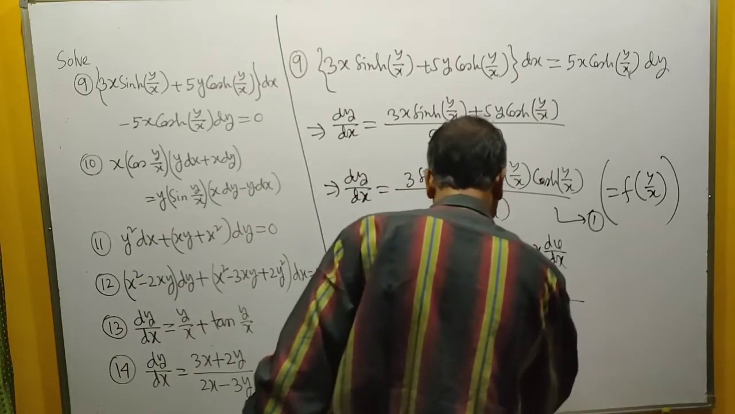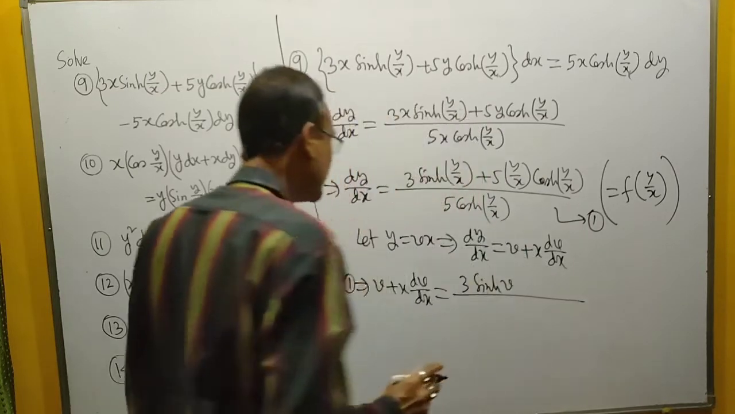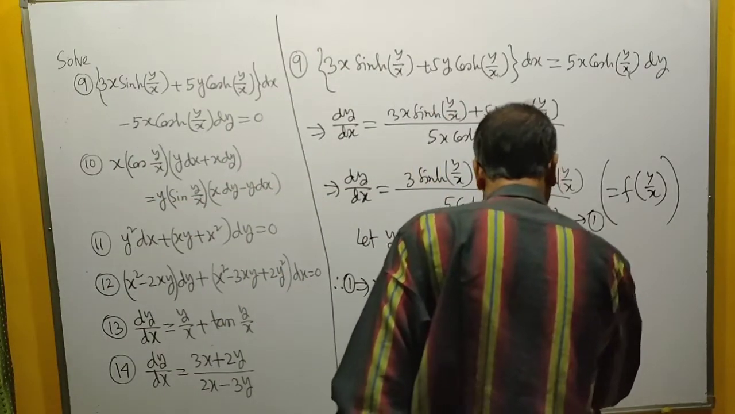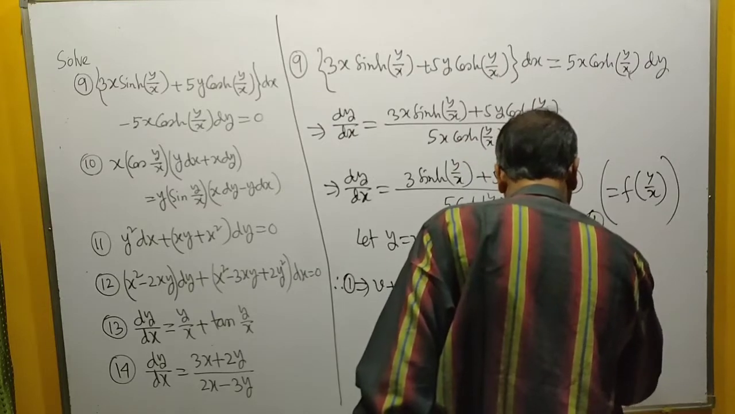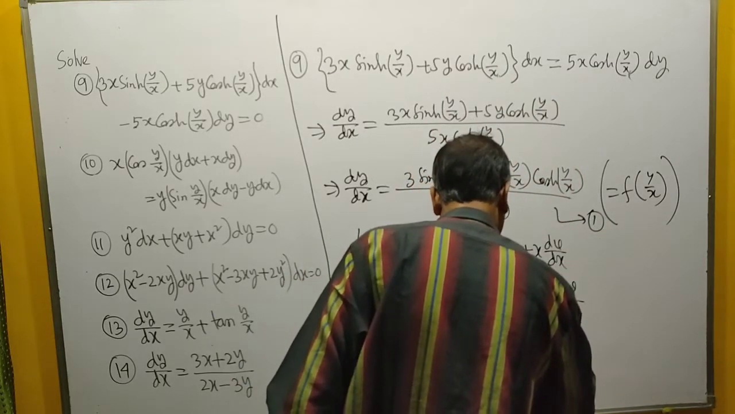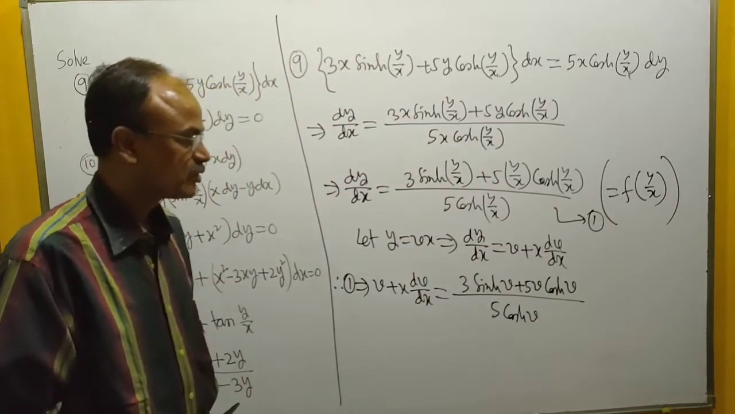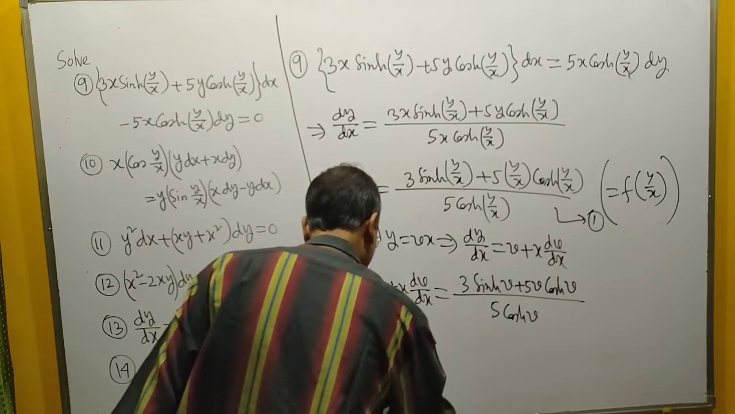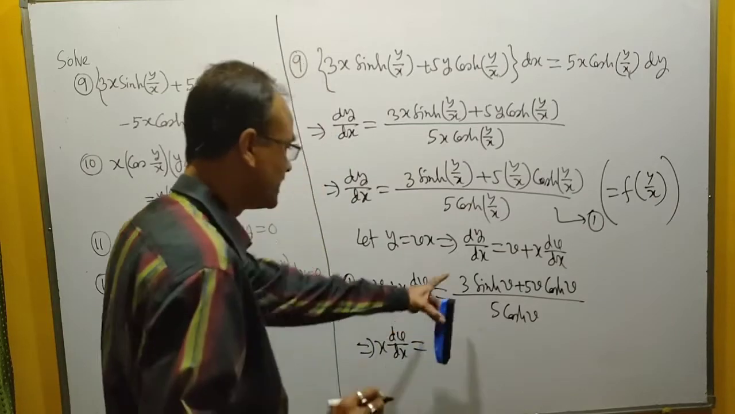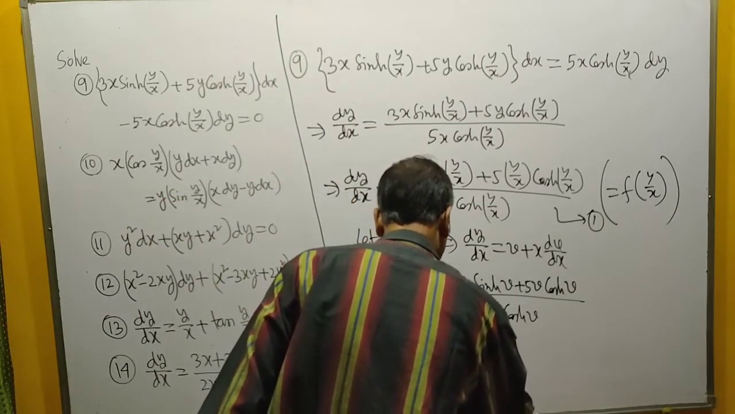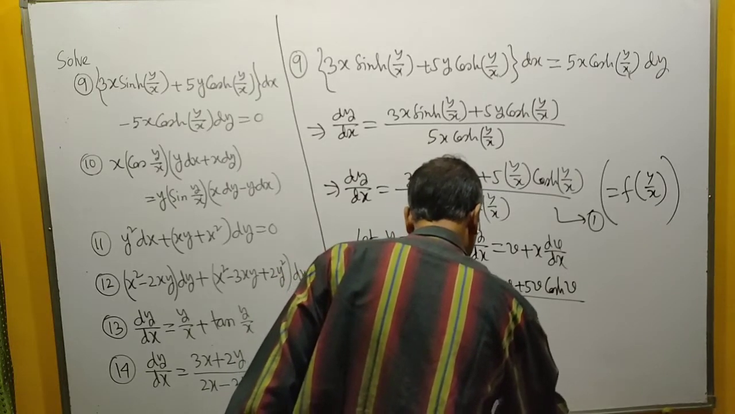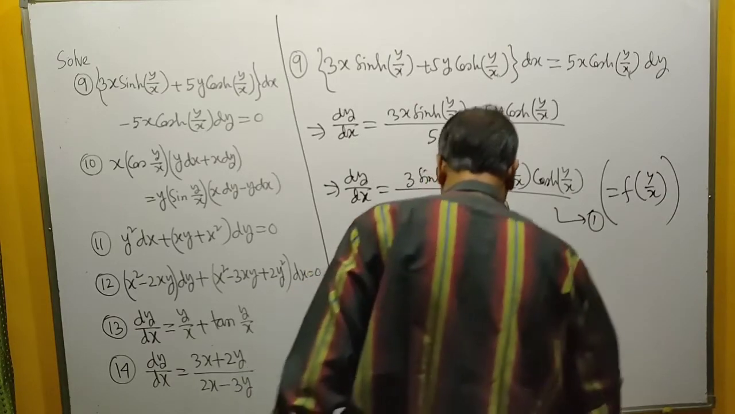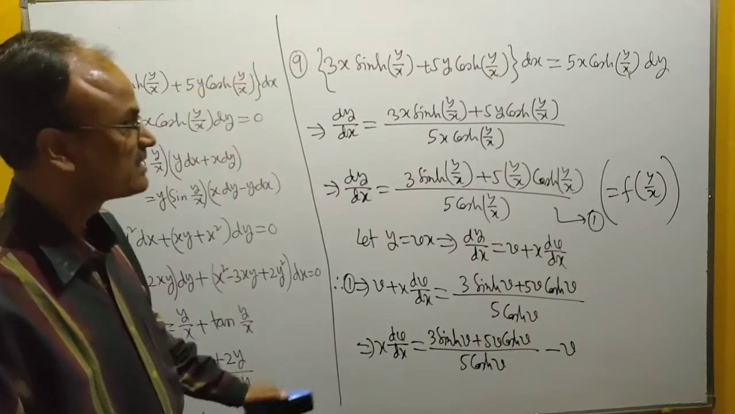should be equal to 3 times sinh(y/x), that is v, plus 5v cosh v divided by 5 cosh v. Now, this means x dv by dx will be equal to this minus v, that is (3 sinh v + 5v cosh v) divided by 5 cosh v minus v. You may write like this.